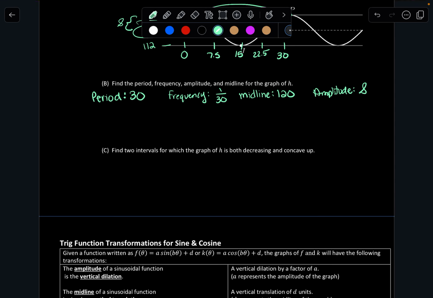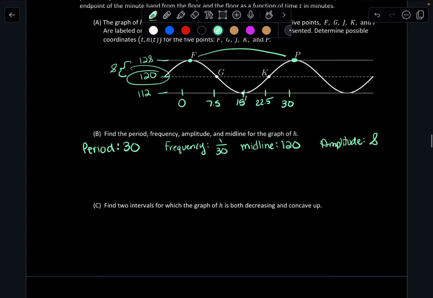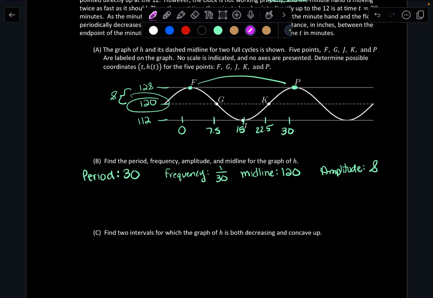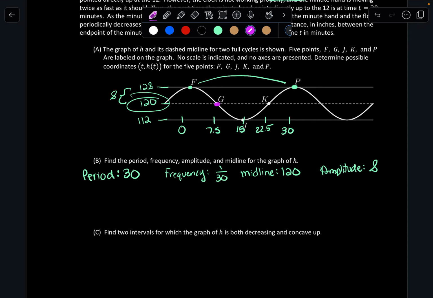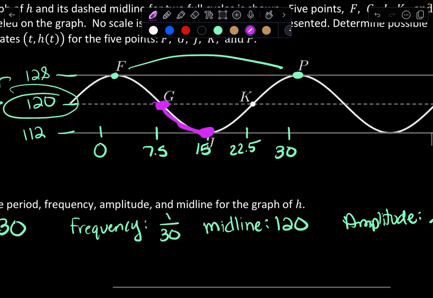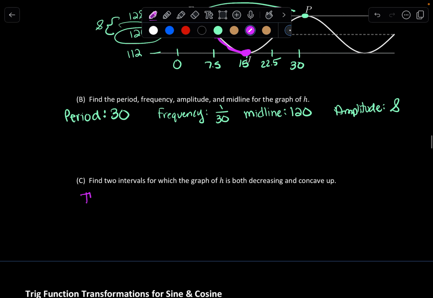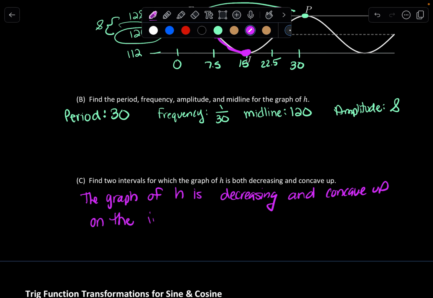Part C says find 2 intervals for which the graph of h is both decreasing and concave up. This is similar to what we talked about from the earlier example in one of the previous videos. It is decreasing from F to J, but based on this point of inflection, it is concave up from G to J. So we're looking at this example specifically. So the graph, full sentences for this one, of h is decreasing and concave up on the intervals. It's asking for 2 intervals.